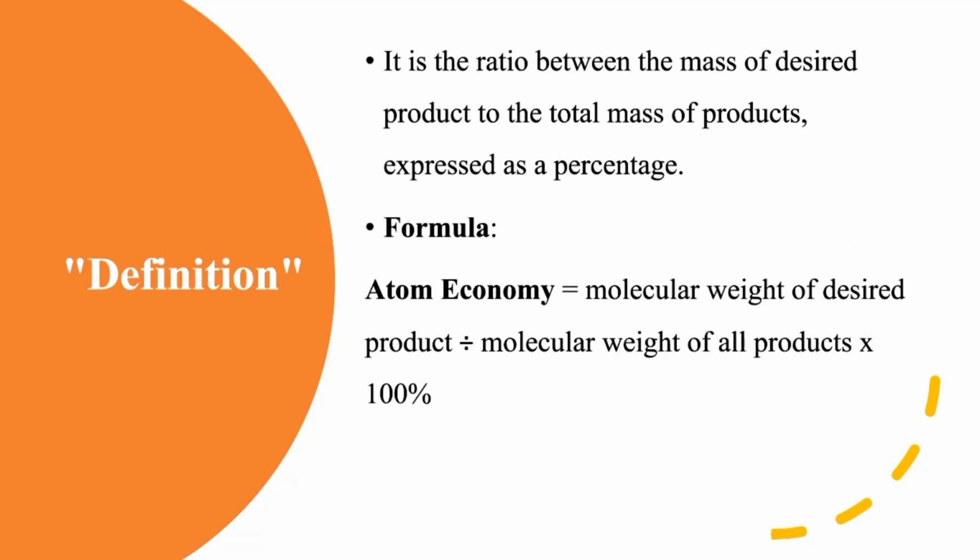Now there is a small definition of atom economy. It is the ratio between the mass of desired product to the total mass of products, expressed as a percentage. As you can see, this is the formula of atom economy. Atom economy is equal to the molecular weight of the desired product divided by the molecular weight of all products, multiplied by 100, and we get the answer in percent.